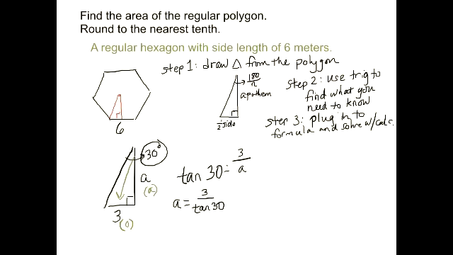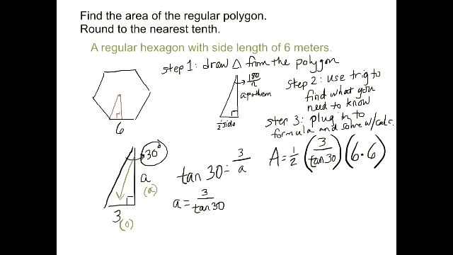Step 3 is to plug your formula in and solve with a calculator. So our area is 1/2 apothem. My apothem is 3 divided by tan of 30, times perimeter. My side length is 6, so that means my perimeter is going to be 6 times 6. And now I can go ahead and use my calculator.